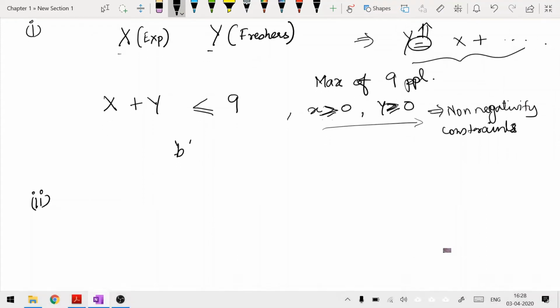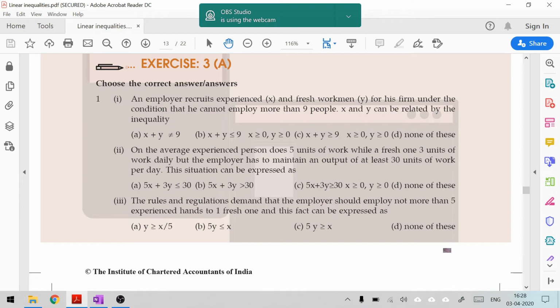Let's go to the next question. Okay, we'll do it a bit slowly because you're just getting introduced to the topic. Come to the next one. On the average, an experienced person does 5 units of work, while a fresh one does 3 units of work daily. But the employer has to maintain at least, underline the word at least here, at least 30 units of work per day.